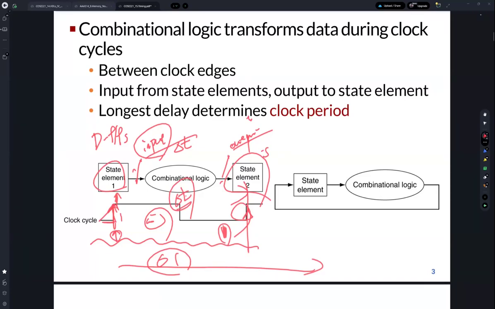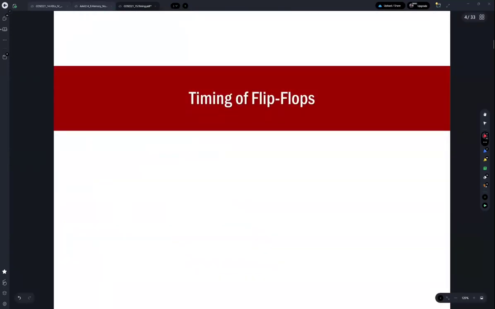Okay, so the timing of the system is critical for the reliability of the system, and the timing of the system also determines the clock frequency. Which means that the timing can also determine the performance of a digital system. Okay, so I hope you can understand this, and then let's learn about some timing properties of sequential logic.